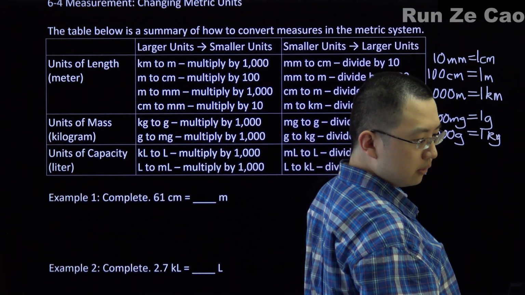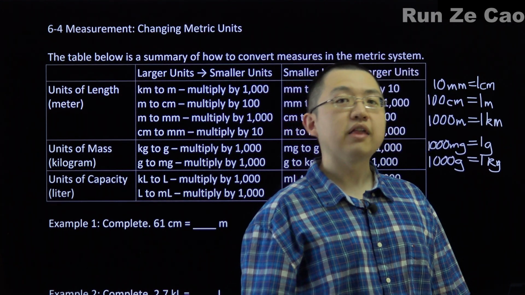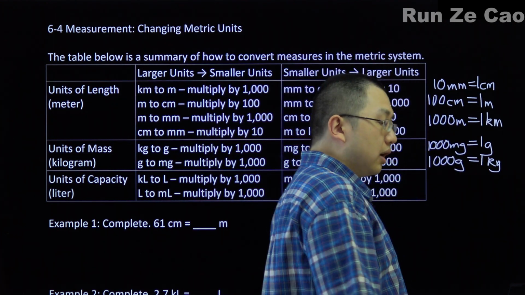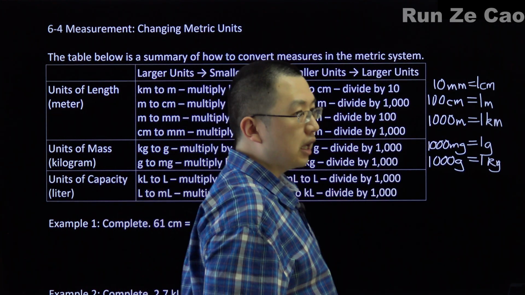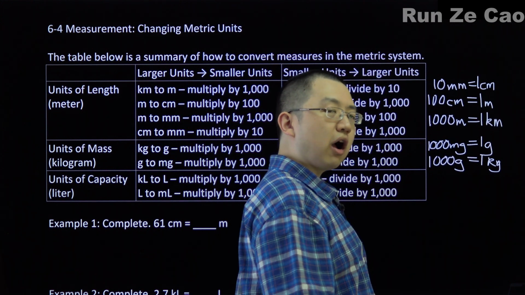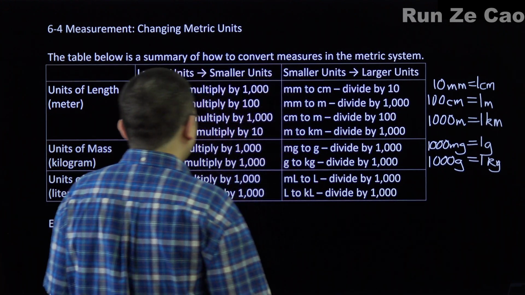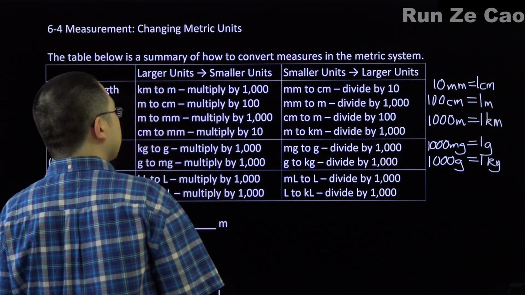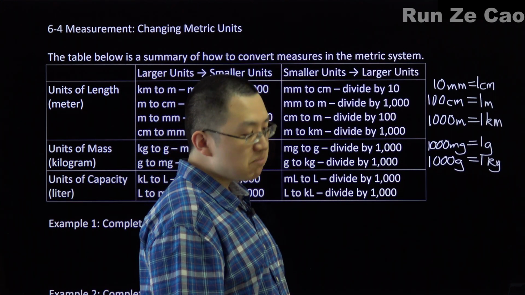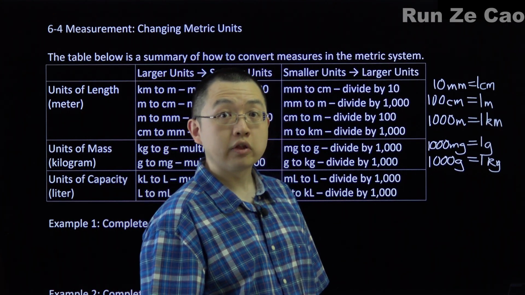So, kilo is the prefix used for 1,000. Milli is 1,000th, like 1 part in 1,000. And centi is the prefix used for 100th, as in 1 part in 100. You may also occasionally see units like megagram. A megagram is a million grams. It's also known as 1,000 kilograms or 1 metric ton.